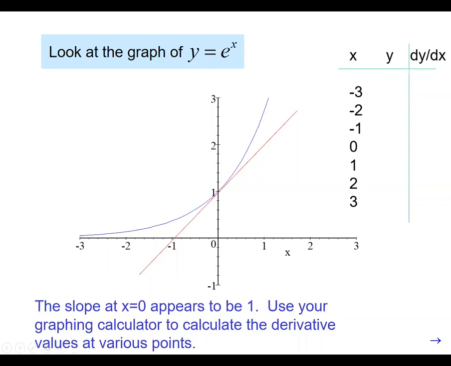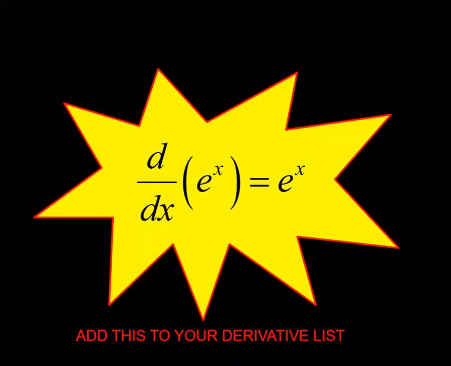Huh, that's interesting. It seems like the slope is the same as whatever the y coordinate is. So if y equals e to the x and the slope is the same as the y coordinate, then what does that mean? Well, that means the derivative of e to the x is itself. All of the slopes of the tangent line on e to the x wind up being the y value at that point. So the derivative of e to the x is e to the x.